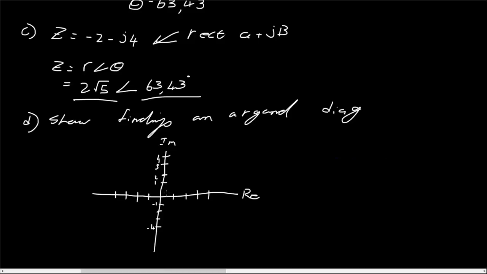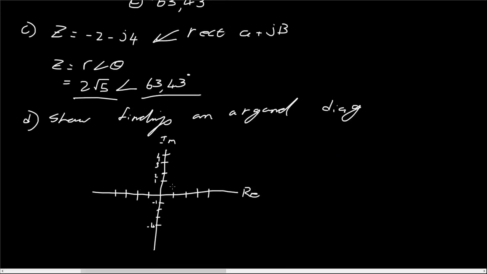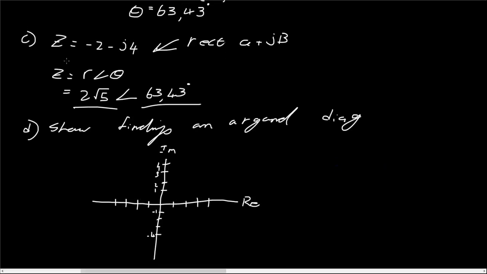Okay, so the first thing, let's draw our point in rectangular form. So over here, there's our point. It's minus 2 minus j4. So minus 2 is here on the real axis, and minus j4 is there. So let's draw it there, and we're just going to draw a line to that point. Okay, so let's label that point. That is minus 2 minus 4j.